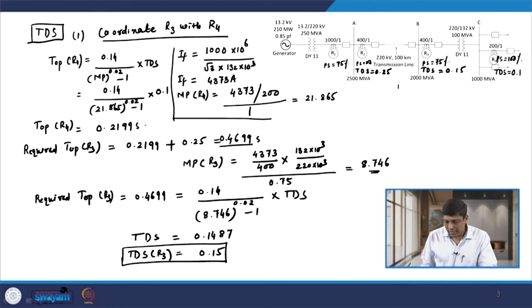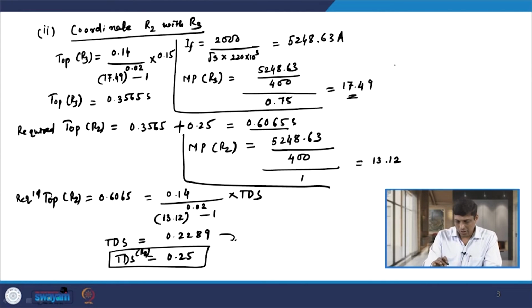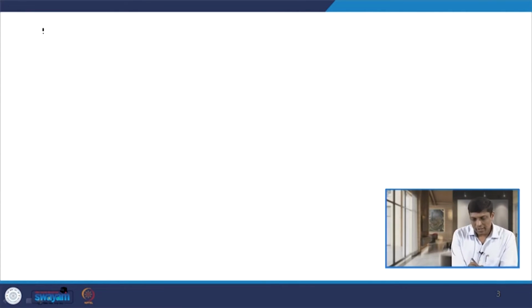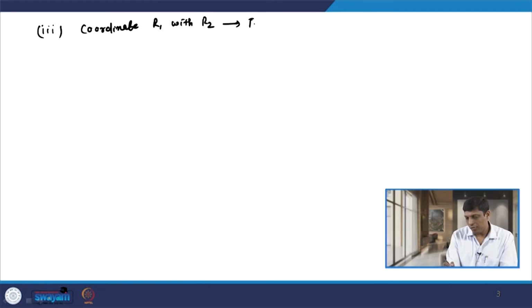In the same way, let us coordinate relay R1 with relay R2 for the fault level, that is 2500 MVA. So, let us coordinate relay R1 with relay R2 for the fault level of 2500 MVA.